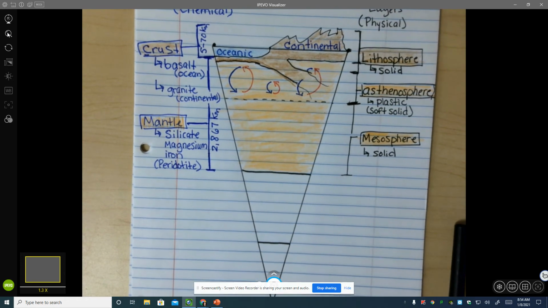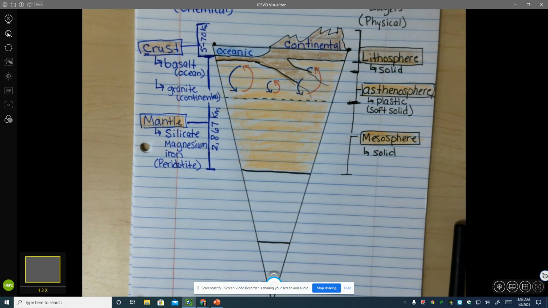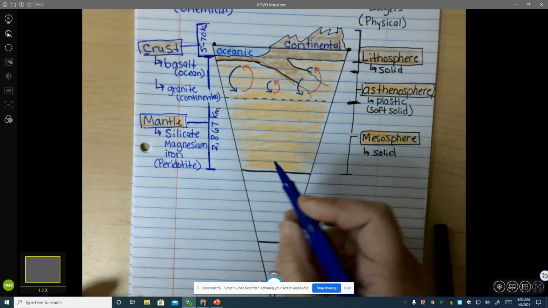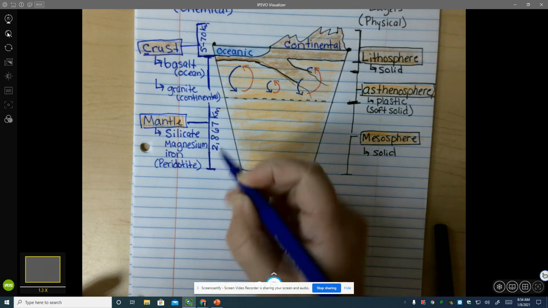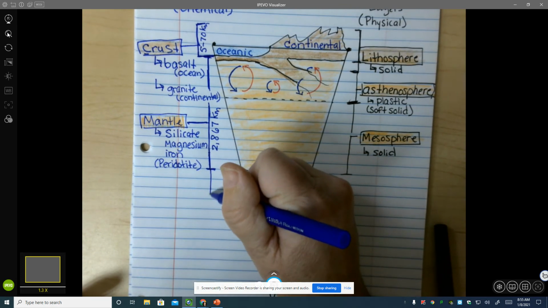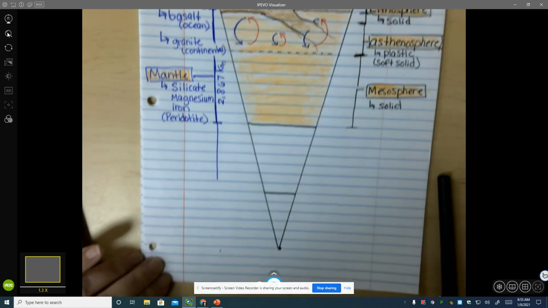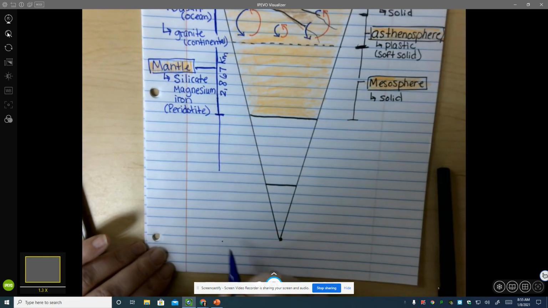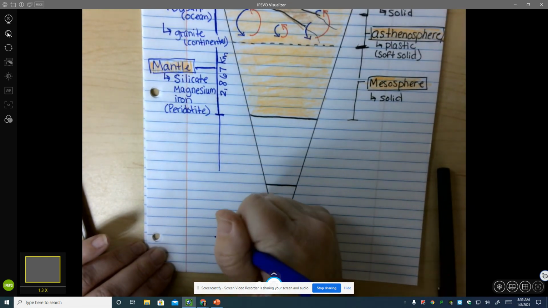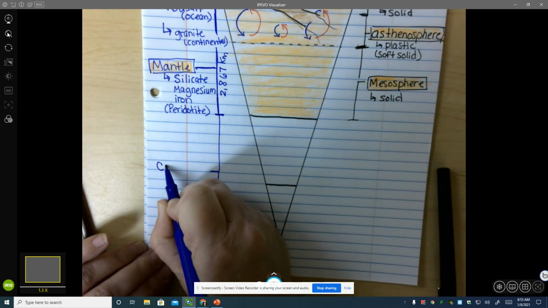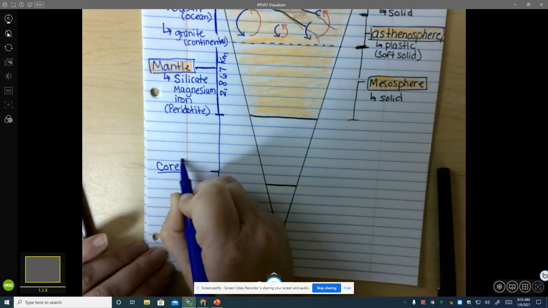I'm going to move down to the next layer, which is going to be the core. So these two together, from here all the way down to, let me move it down, the bottom is just one big layer, and that is the core.